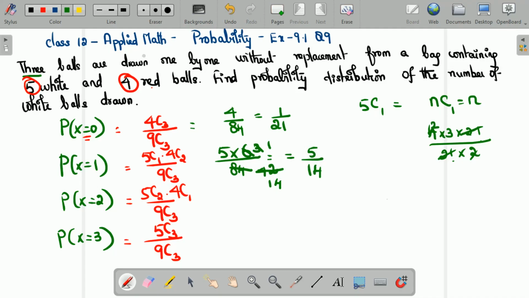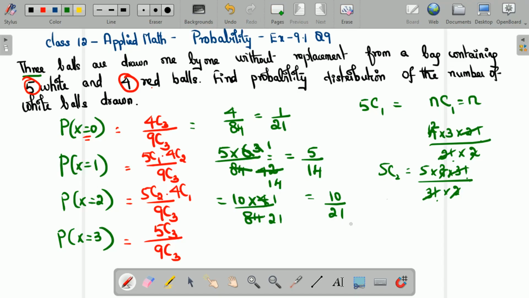Now let's take up the third one. Here, 5C2 first let's compute. This is going to be 5 into 4 into 3 factorial, the whole thing divided by 3 factorial into 2. So 3 factorial and 3 factorial will cancel. So this is going to be equal to 10. Then I'm replacing 5C2 with 10. And just now we saw NC1 is going to be N, so in this case 4C1 will be simply 4, divided by 84. Again we can strike out. So on simplification it is 10 divided by 21.